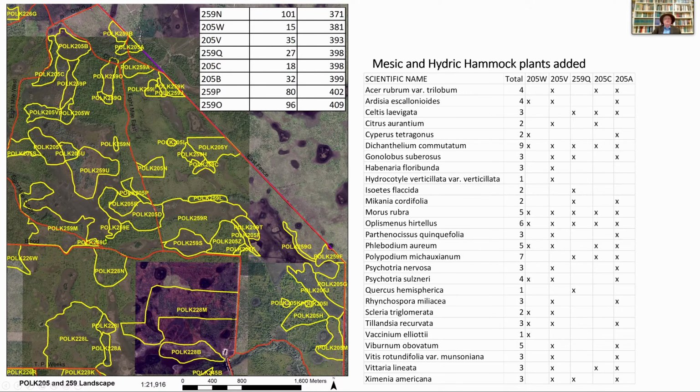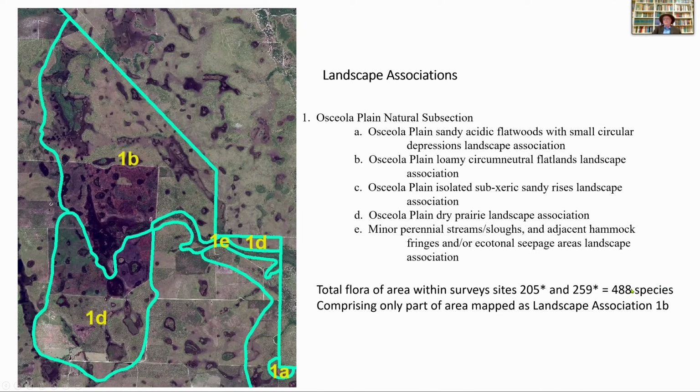And if I go a little further and now I take this block and then add in this block, we get to 488 species, which mostly corresponds to the area mapped here as this polygon 1B. It's actually just part of that polygon 1B because it's truncated at these road lines right here.